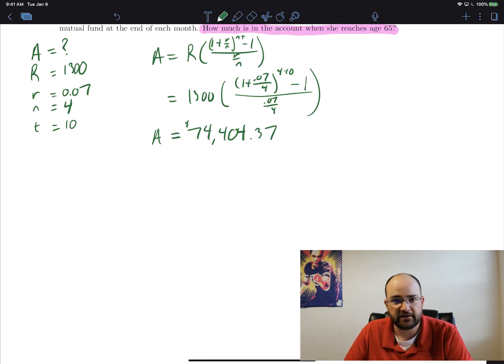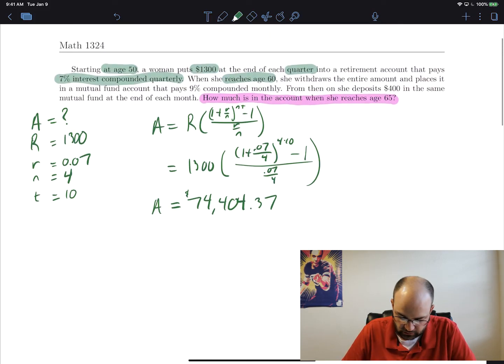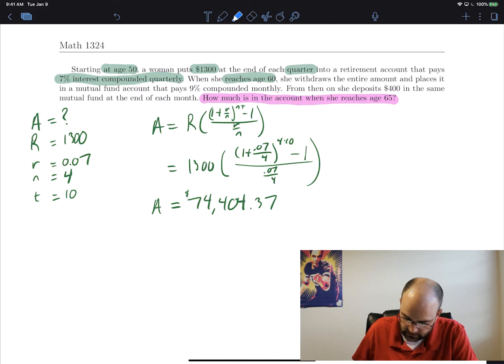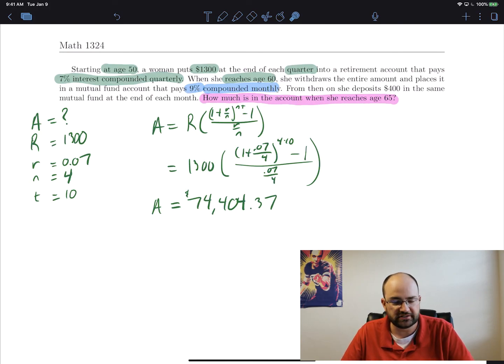And she's going to have that amount, and she's actually going to transfer that amount into another account. Okay, so that amount is being transferred into a mutual fund, and that mutual fund pays 9% compounded monthly. Okay, so this is actually asking us two more different questions at this point. Taking this amount and just putting it into an account and not doing anything with it anymore is just a compound interest question. A equals P times 1 plus r over n to the n times t. That's the formula we want to use here.